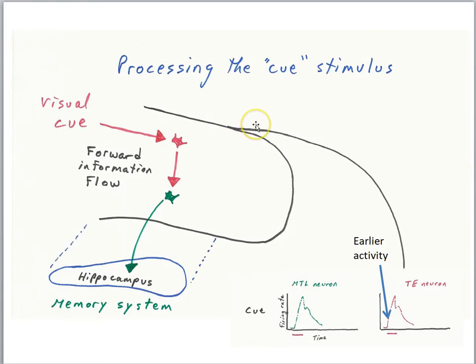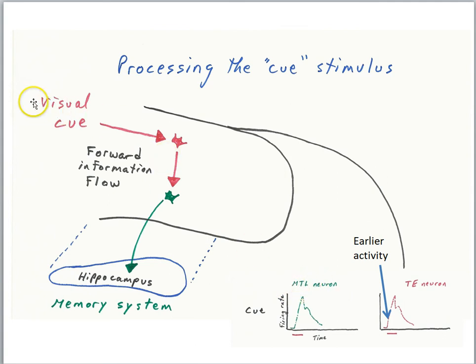Okay, so here's how the experiment proceeded. First, at this phase of the experiment, a visual cue is given to the animal, and the researchers had to find cells that responded to the visual cue. So here they found the red one, which is in the visual perception area, area TE. We're going to call that a TE neuron. And then the green one here would be a cell in the memory region of the temporal lobe. We'll call that an MTL neuron, medial temporal lobe neuron.